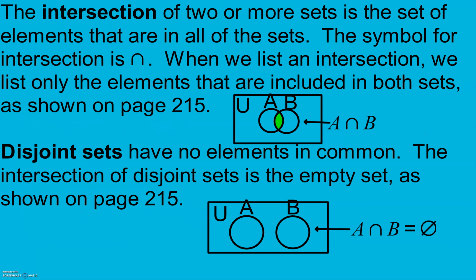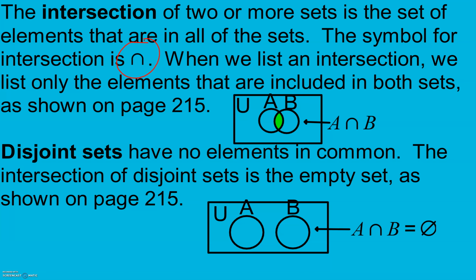The intersection of two or more sets is a set of elements that are in all of the sets. The symbol for intersection is this guy. It's like an upside down union symbol. When we list an intersection, we list only the elements that are included in both sets, as shown on page 215, and here I have a diagram as well.